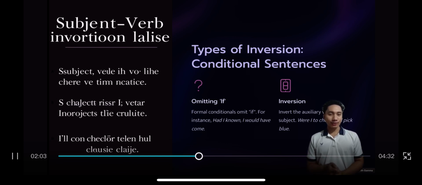There are also types of inversions in conditional sentences omitting if. Formal conditionals omit if. For instance, had I known, I would have come. In inversion, we invert the auxiliary verb and subject. Were I to choose, I'd pick blue.